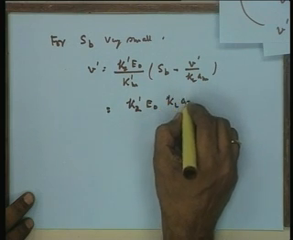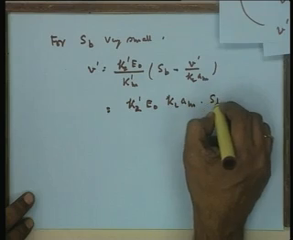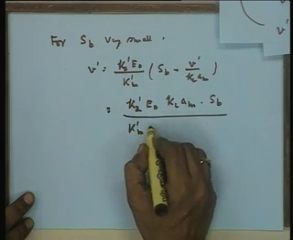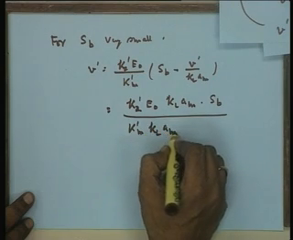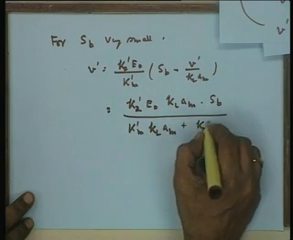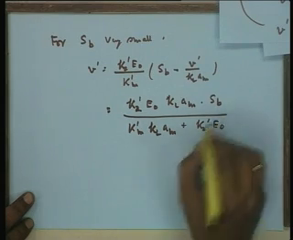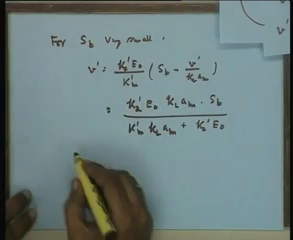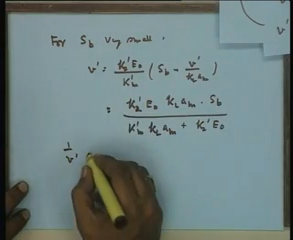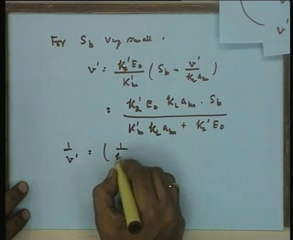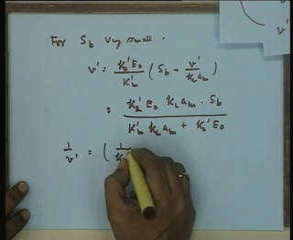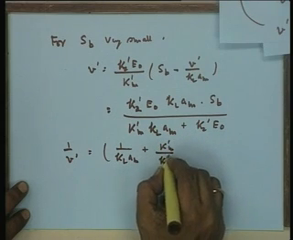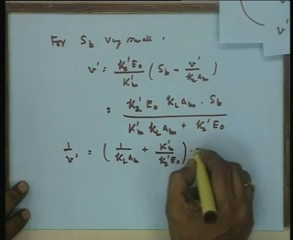KLAM into SB upon K dash m KLAM plus K2 dash E naught. You can simplify under small conditions, or 1 upon V dash for small SB will be equal to 1 upon KLAM plus K dash m upon K2 dash E naught into 1 upon SB.